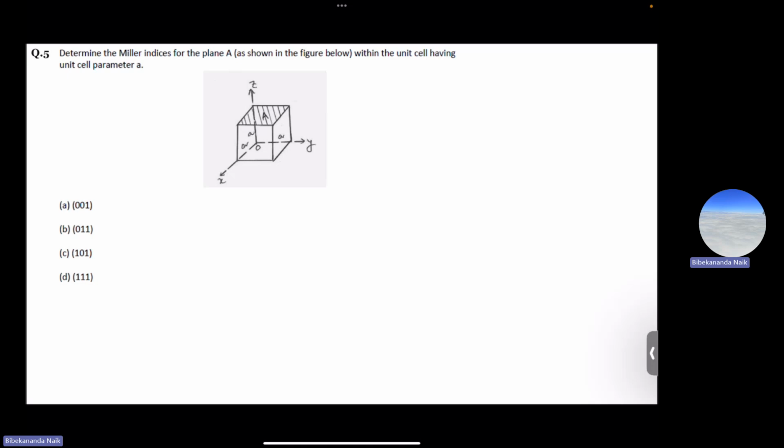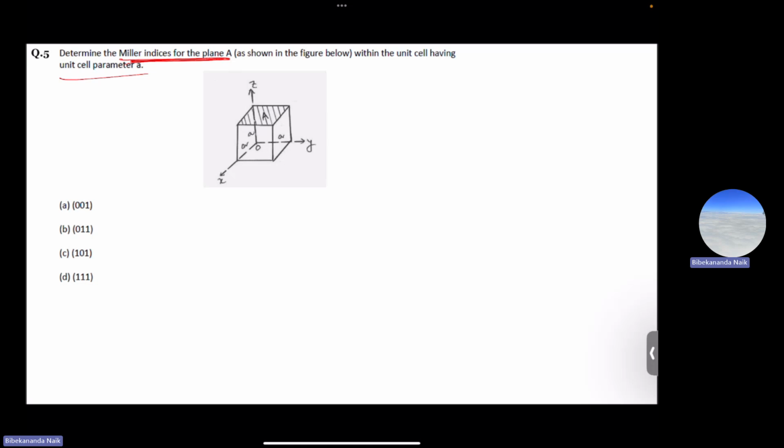Then question number 5. Determine the Miller indices of the plane A as shown in the figure below within the unit cell having the unit cell parameter A. Again, this is the cubic unit cell and the parameter is A. Here we need to find the Miller indices of the plane, so we don't need to find the directions. We need to find the Miller indices, that is the reciprocal of the intercepts that the plane makes at each particular axis. Since we have already discussed these types of planes, the options are option A 0, 0, 1, option B 0, 1, 1, option C 1, 0, 1, and option D 1, 1, 1.